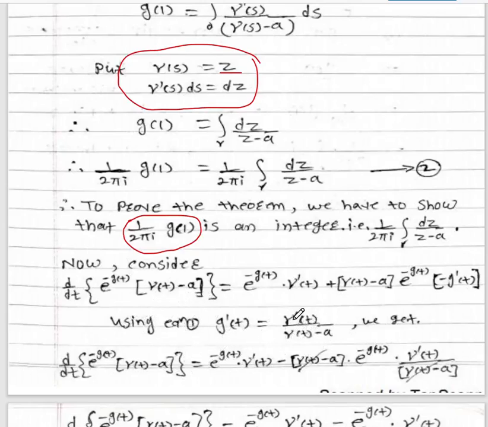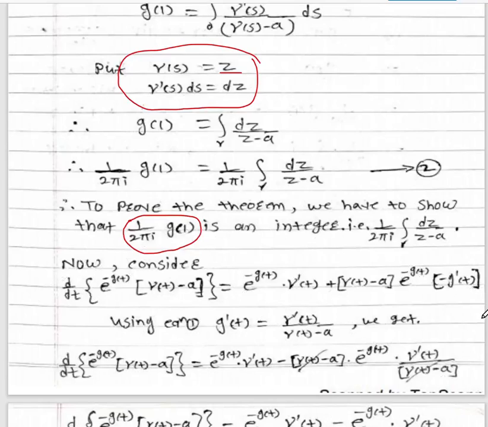So what is the derivative of this term? Derivative of first function into derivative of second function, that is e raised to power minus g of t into gamma dash of t, differentiation with respect to t, plus second function into derivative of first function, that is gamma of t minus a, e raised to power minus g of t, into derivative of this upper term, that is minus g dash of t. Okay.